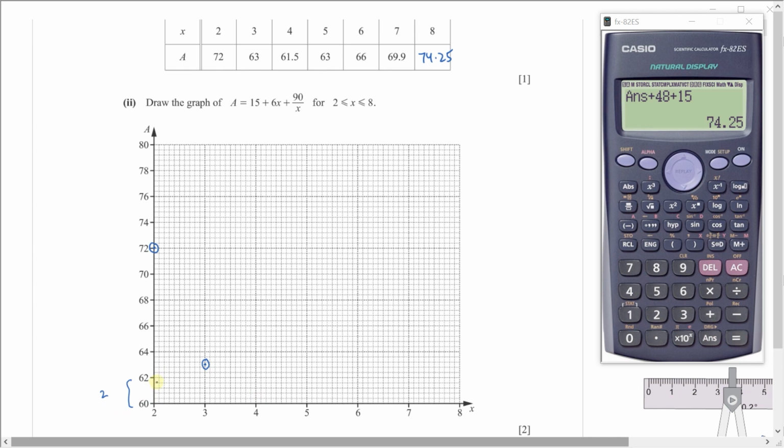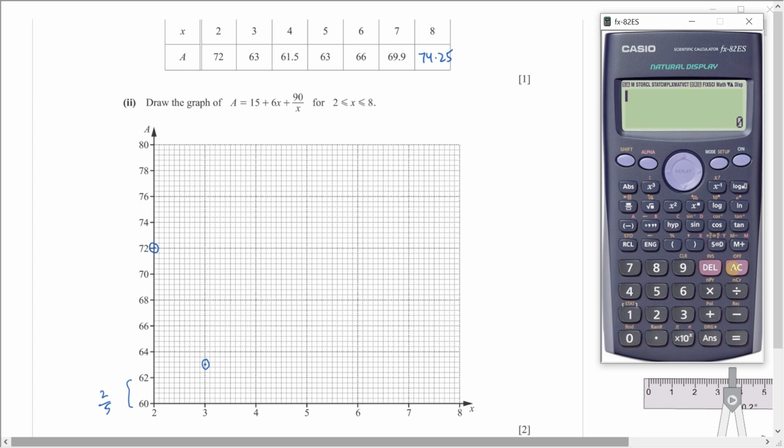Here the value changes by 2. And how many small blocks are there? 1, 2, 3, 4, 5. 2 divided by 5. What is 2 divided by 5? 2 divided by 5 is 0.4. So each small block here represents a change in value of 0.4. So for 4, this is 60, 60.4, 60.8, 61.2.